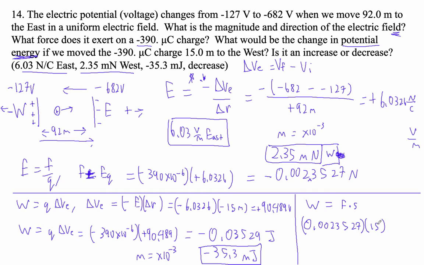Let's just try it. It should work, right? 15 times that guy. Hey, look at that. I'm getting negative 0.03529, or 35.3 millijoules.